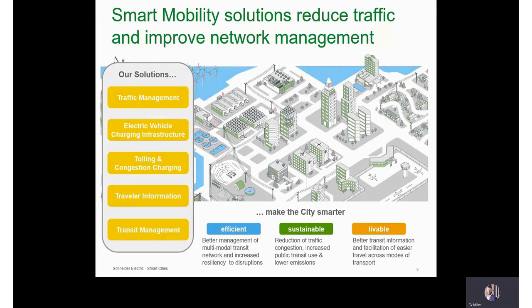So those are some examples of some very real technologies that are currently in place and are going to continue to grow over the years.